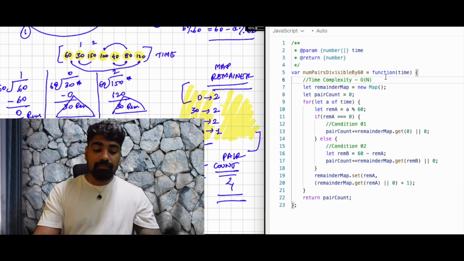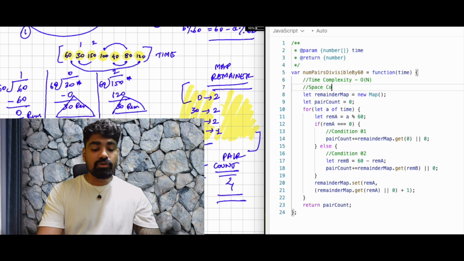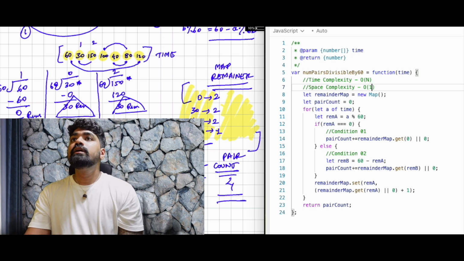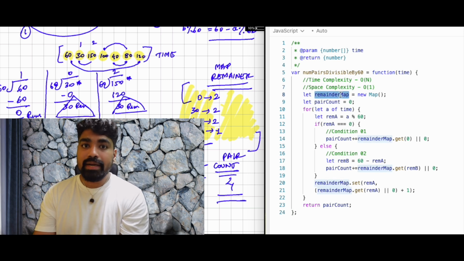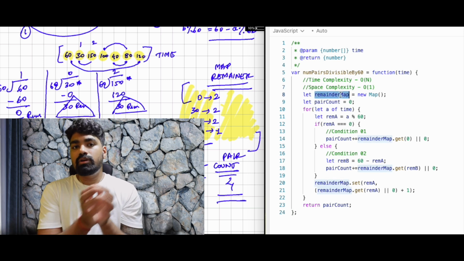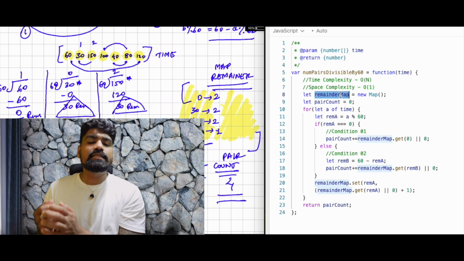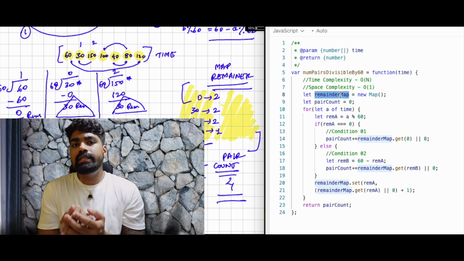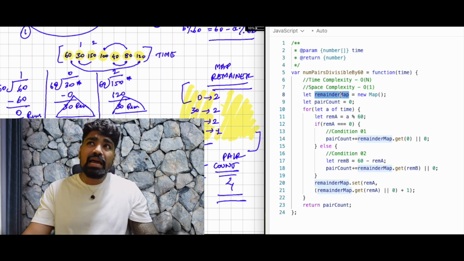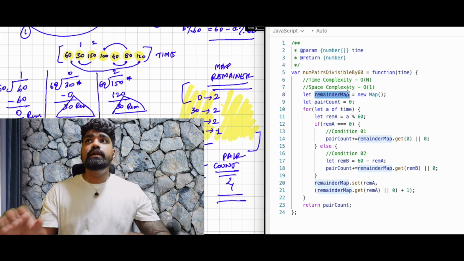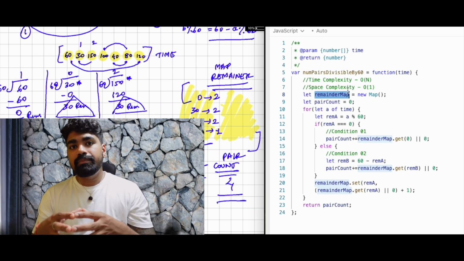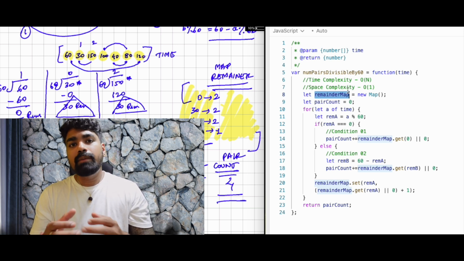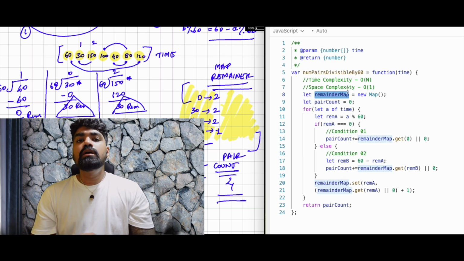In terms of the space complexity, that is going to be big O of 1, because this remainder map that we maintain is only going to go from 0 until 59. It's never going to cross the value of 60, because that's where we are doing the divisibility check. Because of that, the space will always be constant in the map. That is, at max it can have up to 59 from 0, and that's why the space complexity is going to be big O of 1.